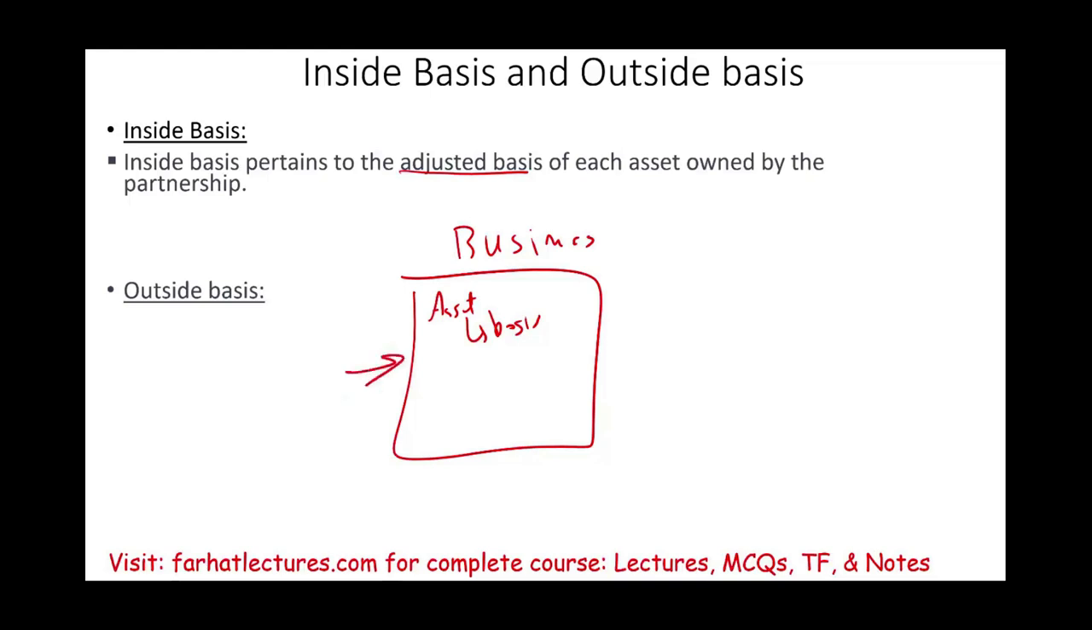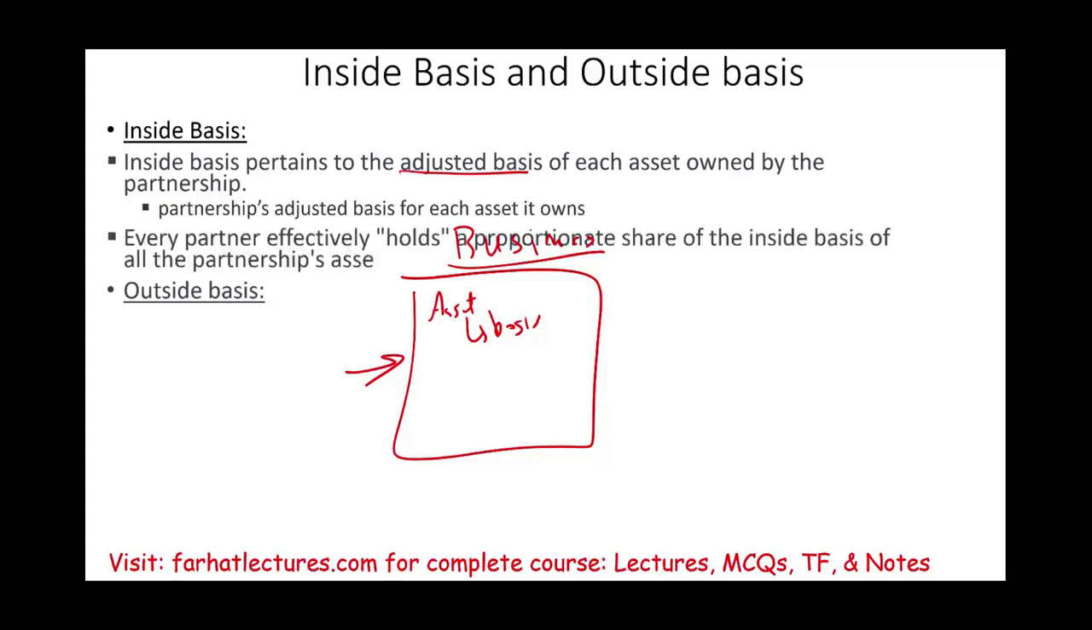So this is the partnership, the business itself. It's the partnership's adjusted basis for each asset it owns. So the partnership itself will have its own basis. And every partner effectively holds a proportionate share of the inside basis of all partnership assets. And guess what? Those shares are owned by partners, and those partners own a proportionate share of these assets. This is the inside basis.